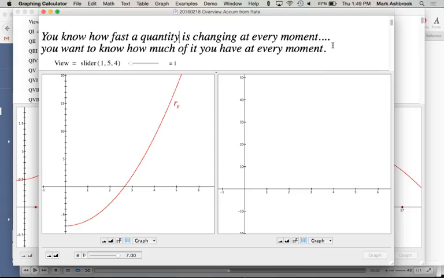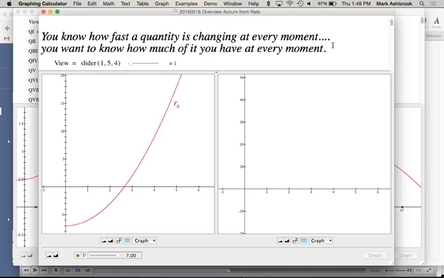Okay, so big picture. What are we doing in this course right now? This is what we're working on. You know how fast a quantity is changing at every moment, and you want to know how much of it you have at every moment.